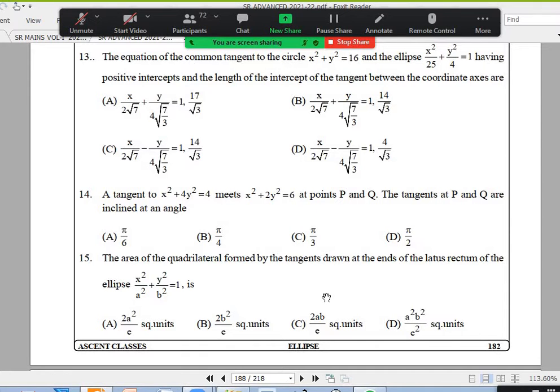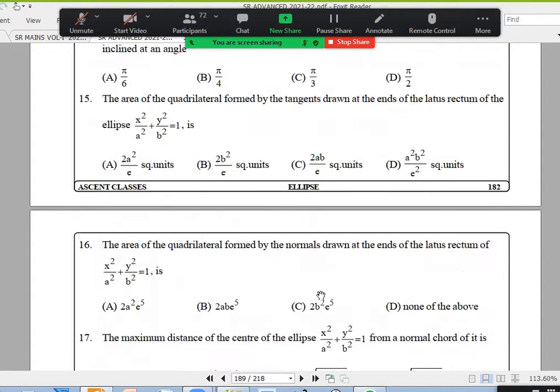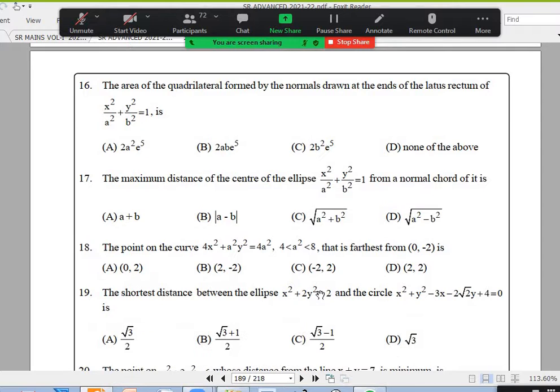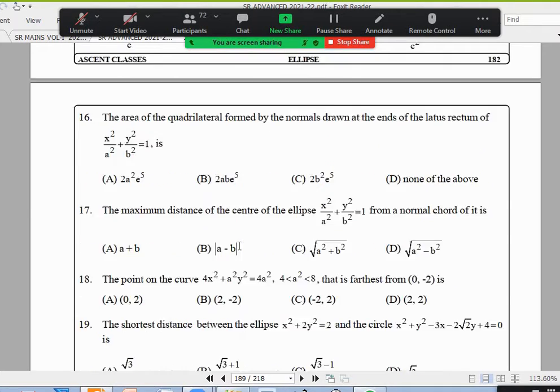Up to 15, anything else? Yeah, you are asking about numbers, right? Anybody has any other doubts in ellipse? Advanced material, please tell me the numbers. Sir, can you explain the eighth one?